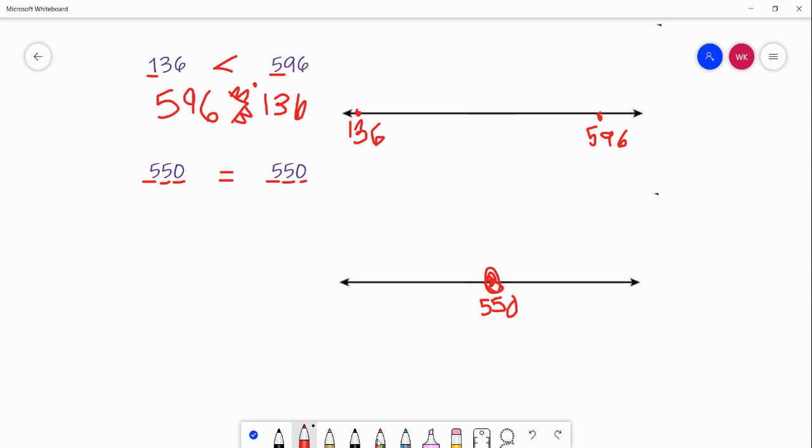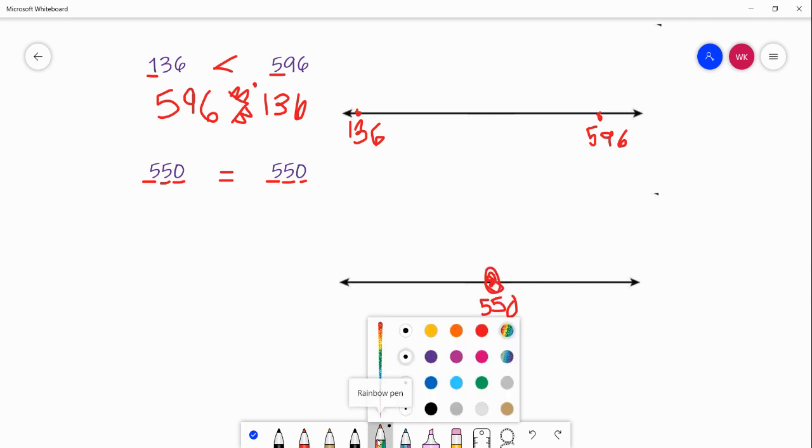All right, so I hope that helped with more working on that greater than, less than, and equal sign, and then being able to visualize it on a number line.